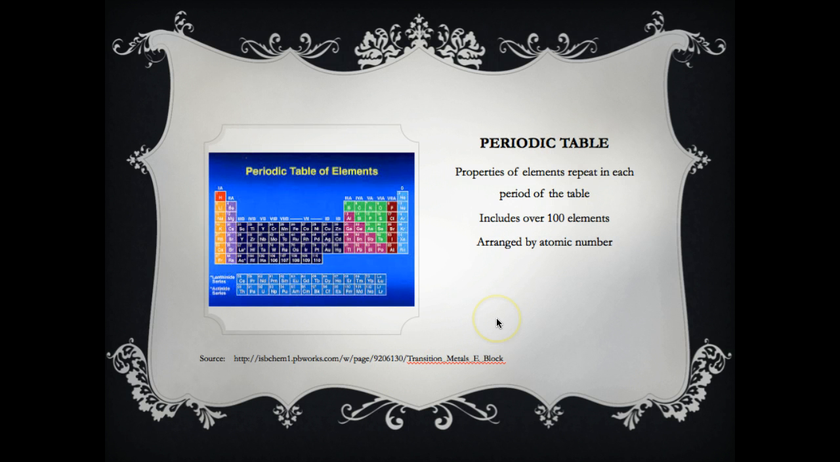The periodic table contains over 100 elements. As I said earlier, they're arranged by atomic number, and the elements in each group have similar properties. As you go across the rows, you'll see how they're unique from one element to the next. And these properties repeat as you go along. You'll see trends as you go from left to right to the next row, left to right, so forth and so on.